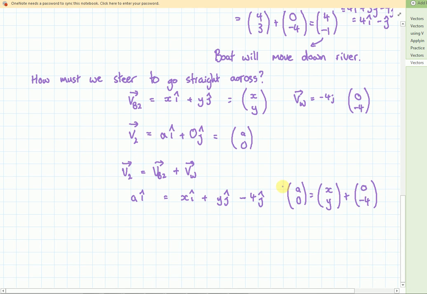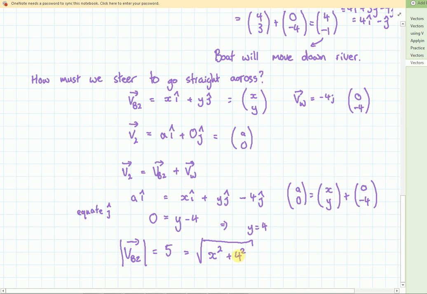It's quite clear from this that we now know what y must be. It's more clear here than it is by saying let's equate j's. No, we haven't got a j, and that's where people often slip up. 0 equals y minus 4, so that leads to y equals 4, and the same thing drops out from this one. Because we now know y is 4, we know also that the modulus of v boat 2, the speed of the boat, hasn't changed; its maximum speed is still 5 kilometres an hour. So that must equal the square root of x squared plus 4 squared. Hopefully you recognise by Pythagoras, you rearrange it, x equals plus or minus 3.